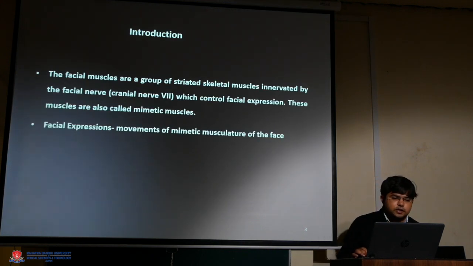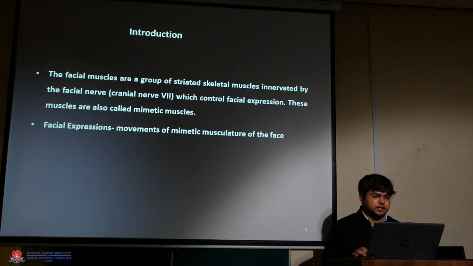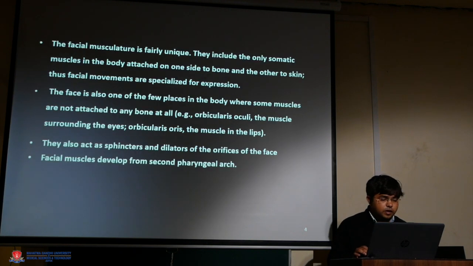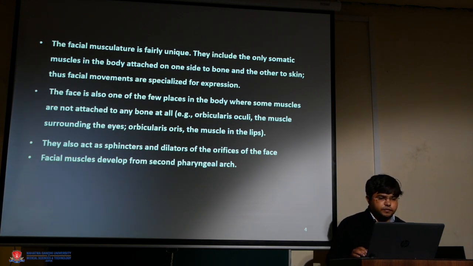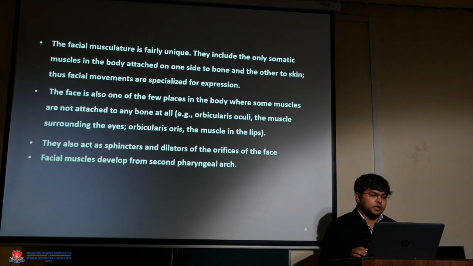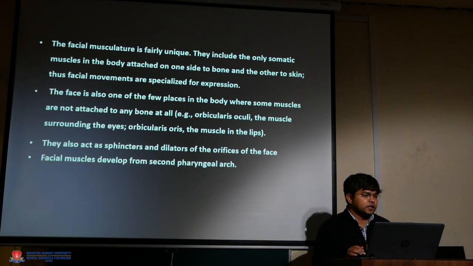Start with the introduction. The facial muscles are a group of striated skeletal muscles innervated by the facial nerve which control facial expression. These muscles are also called mimetic muscles. Facial expression is the movement of the mimetic muscles of the face. The facial musculature is fairly unique. They include the only somatic muscles in the body attached on one side to the bone and the other to the skin. Thus, facial muscle movements are specialized for expression.